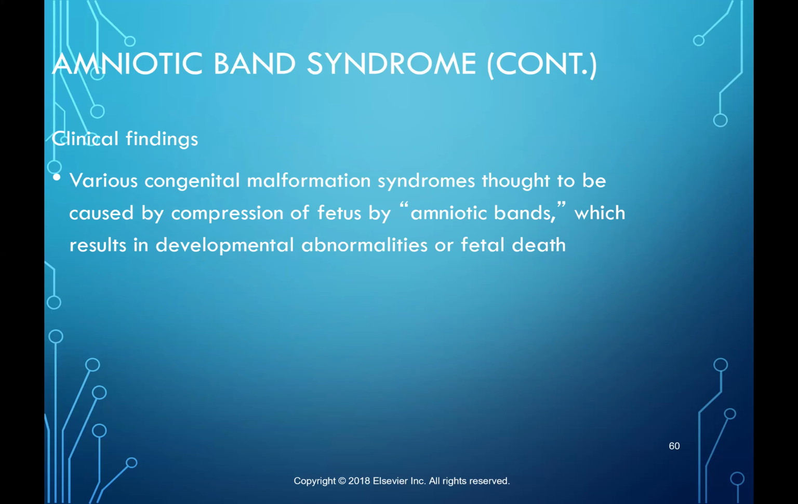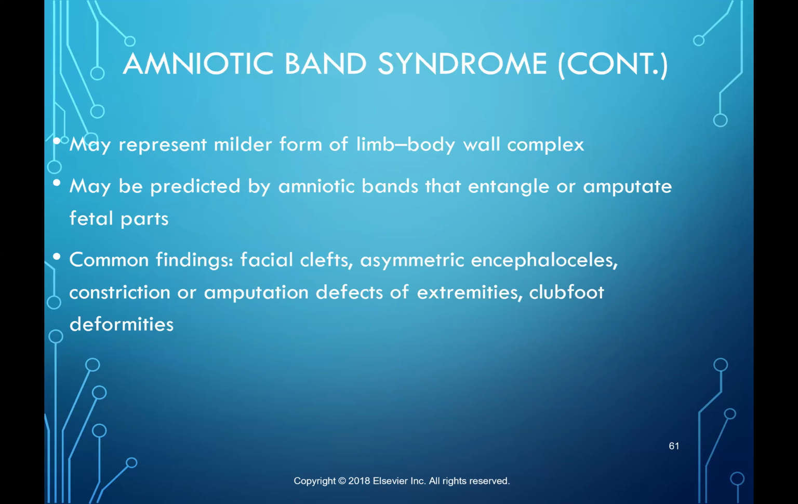Various congenital malformation syndromes are thought to be caused by compression of the fetus by amniotic bands, which can result in abnormalities or fetal death. Now, these are not common at all, but I have seen them a couple times. It's a milder form of limb body wall complex, which we'll talk about. So basically, when the baby is developing, a band of amnion gets stuck to the baby or entangles the baby.